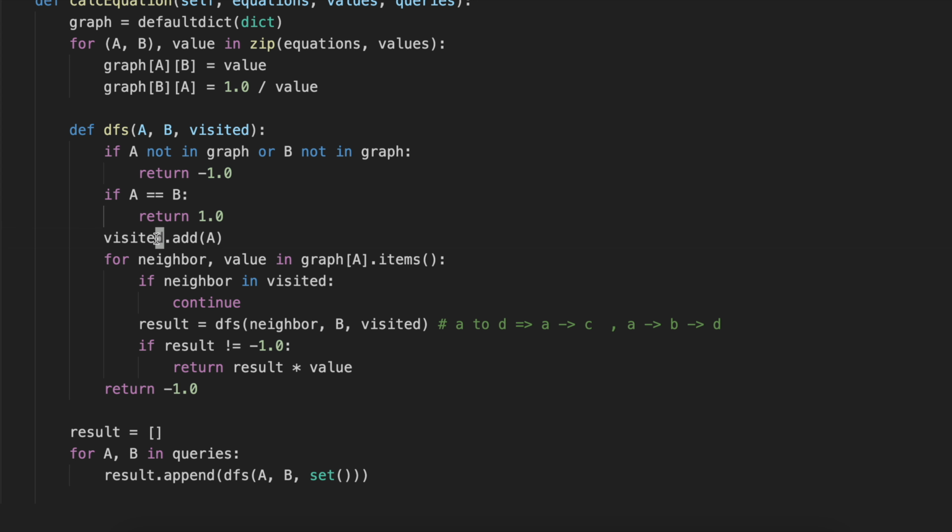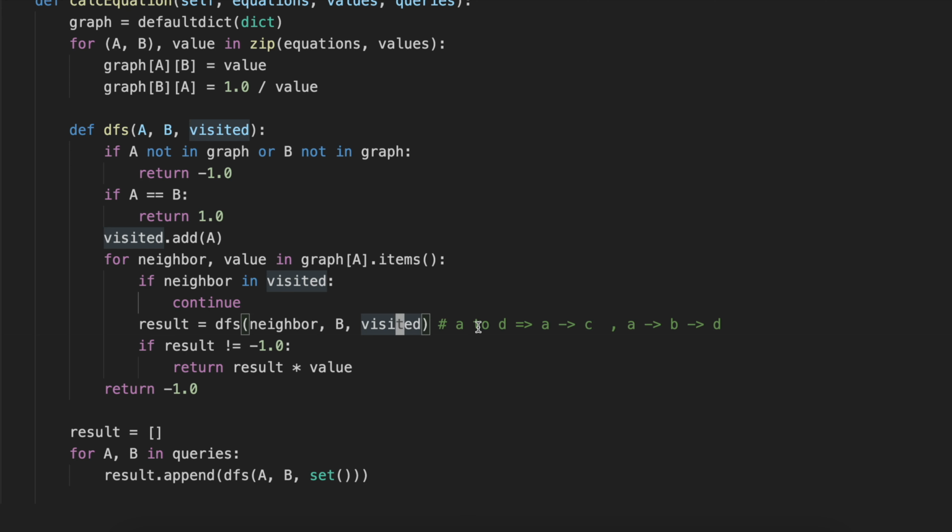And if we are passing these two base cases, then what we do is we are adding our current node to the visited set, and we are going over each neighbor of our current node. In each case we are checking if our neighbor is in visited, which means that we have already visited that, we are skipping it. If not, we are calling a DFS function for that neighbor to find our result, which in our case, for example, let's say A to D, which is D here, and we are passing our set here. If our result is not equal to -1, then we are returning result multiplied by value. If it is, then we are returning -1.